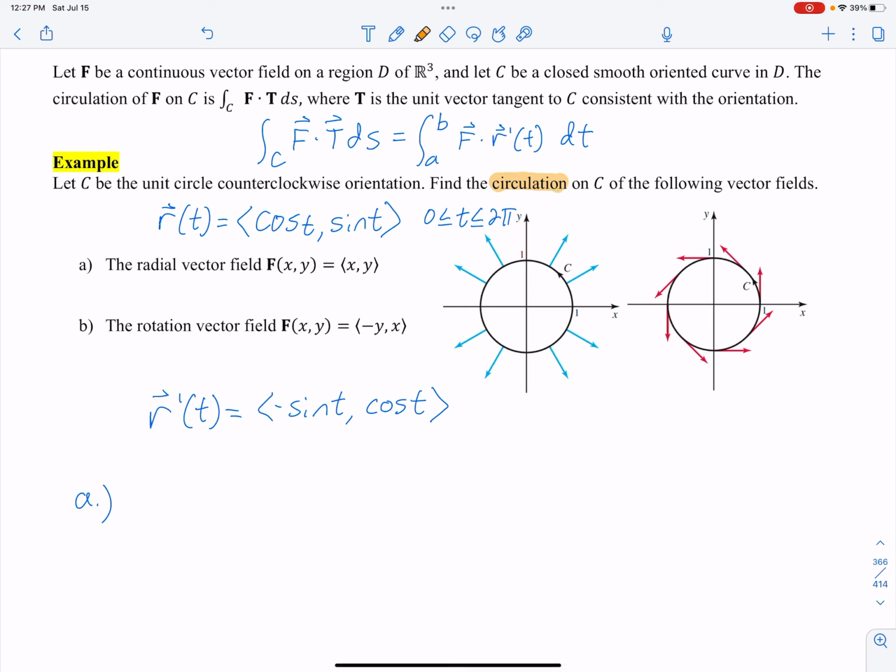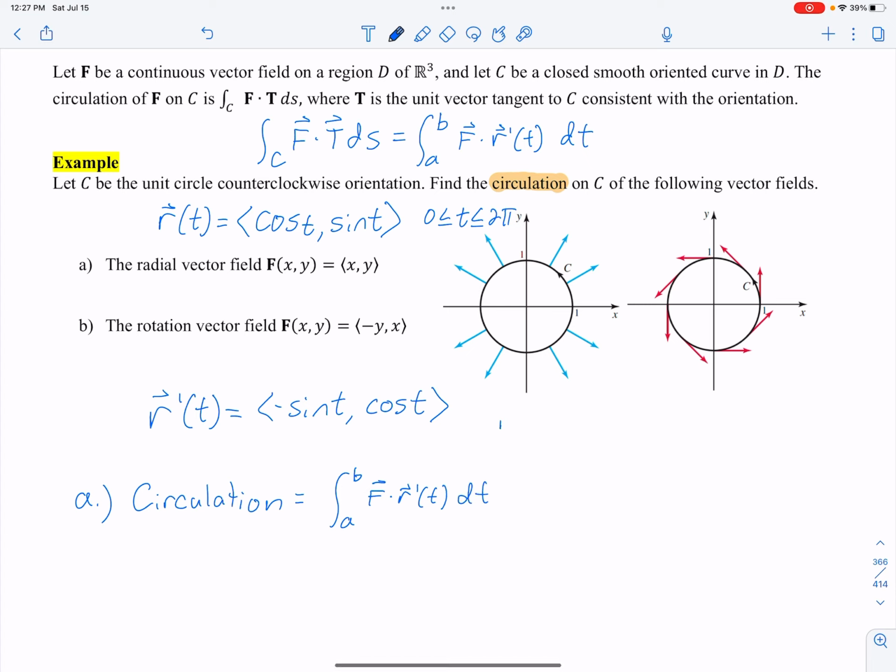Same calculation. Circulation of C, given that C lives in the radial vector field F of x, y equals x, y. You can see the vectors, just a few representations of the vector field spitting out that way. So if I want to find the circulation, it is the integral over C of F dot r prime of t dt. We already know from above how it changes. So all I've got to do is plug that stuff in.